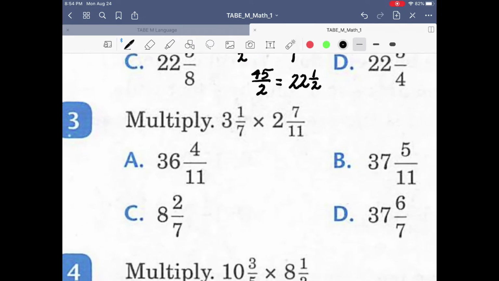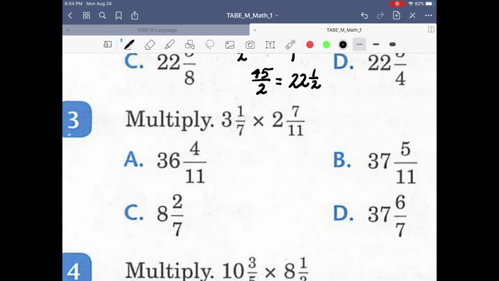Okay, number 3. We have 3 and 1/7. That's a mixed number. And then 2 and 7/11. So we have to do this 2 times. This one is going to be 7 times 3 plus 1. That's going to be 21 plus 1 is 22 over 7. This one will be 11 times 2 plus 7. So 22 plus 7, that's 29 over 11.